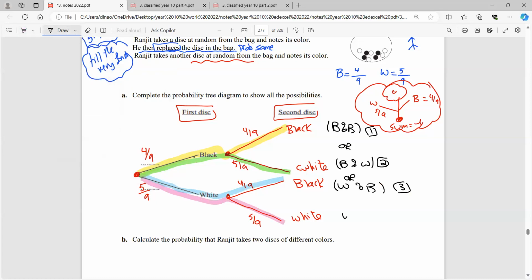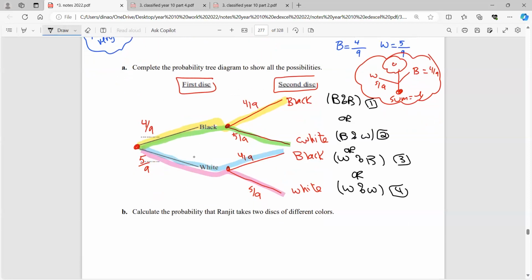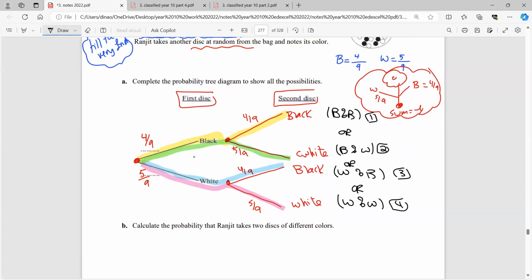Now, did we actually know what Ranjit's wife decided? No, we don't know. These are her possibilities. She could take option 1, option 2, option 3, or option number 4. So these are the probabilities that we have, and these are the outcomes with the numbers.